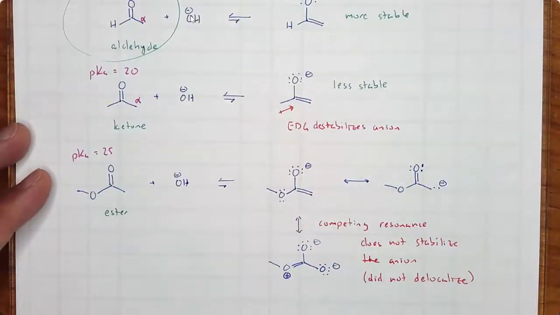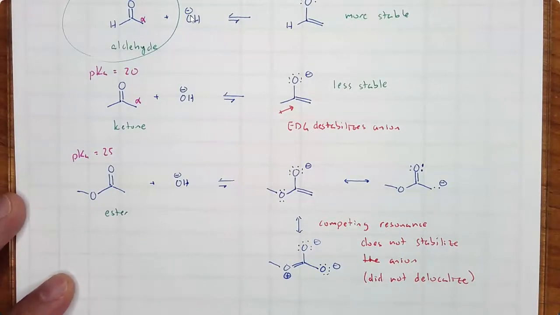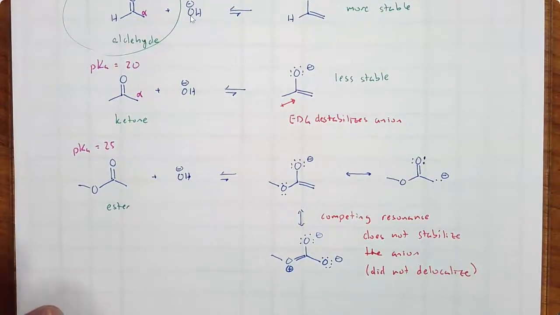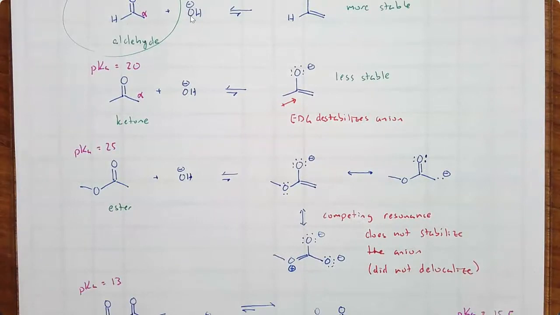Maybe you can draw, what can you draw? Draw me the conjugate base of the diester, and then draw the resonance structures that can stabilize an anion. Alright, maybe you've seen a couple of interesting things when you drew out the conjugate base and the resonance of a diester.